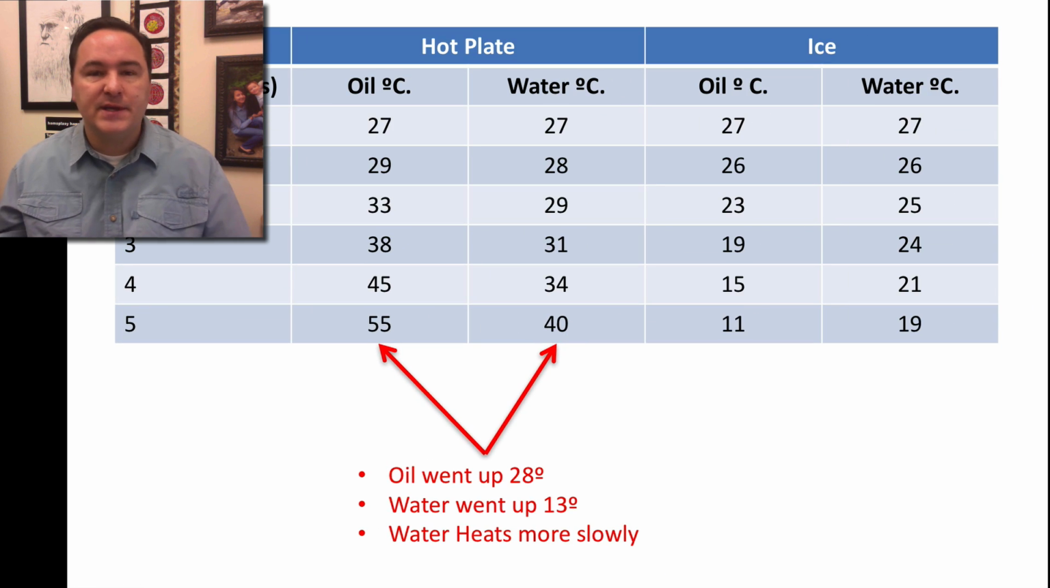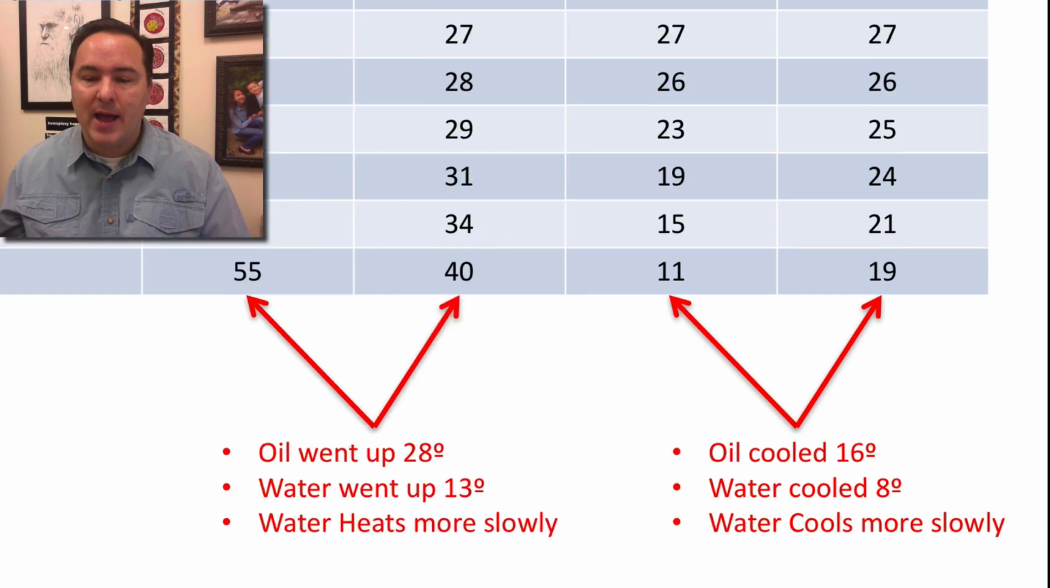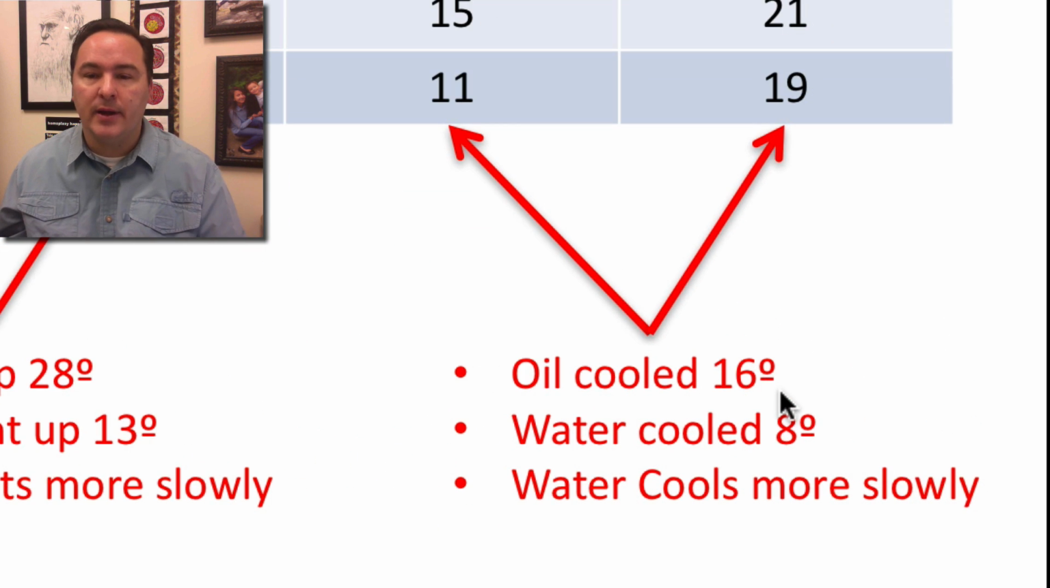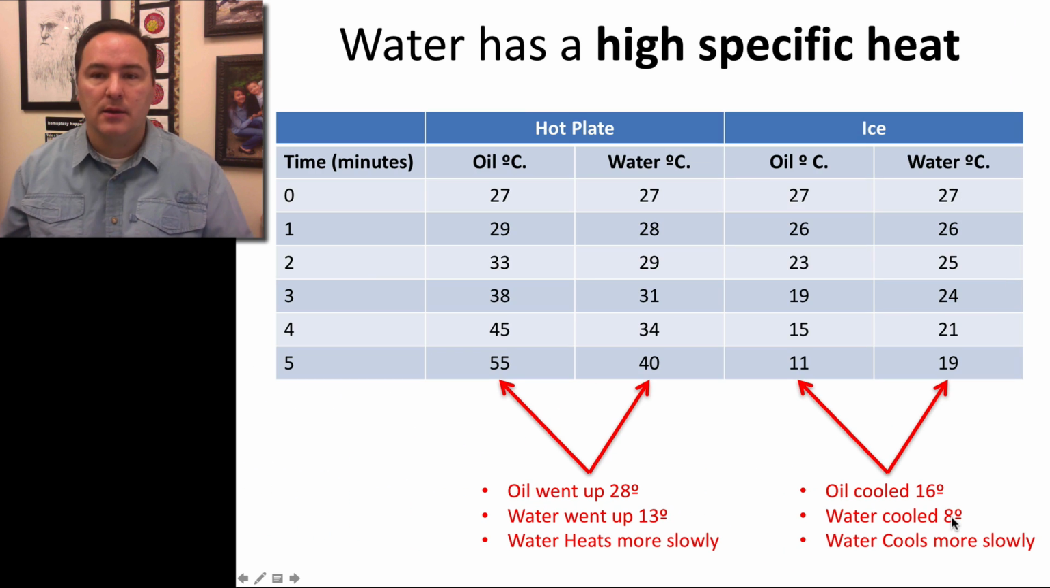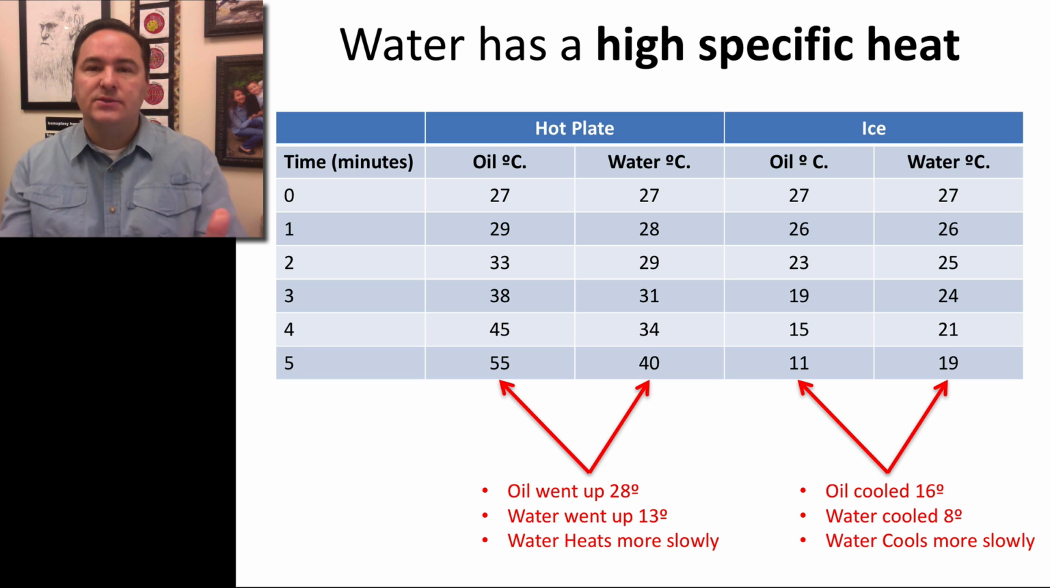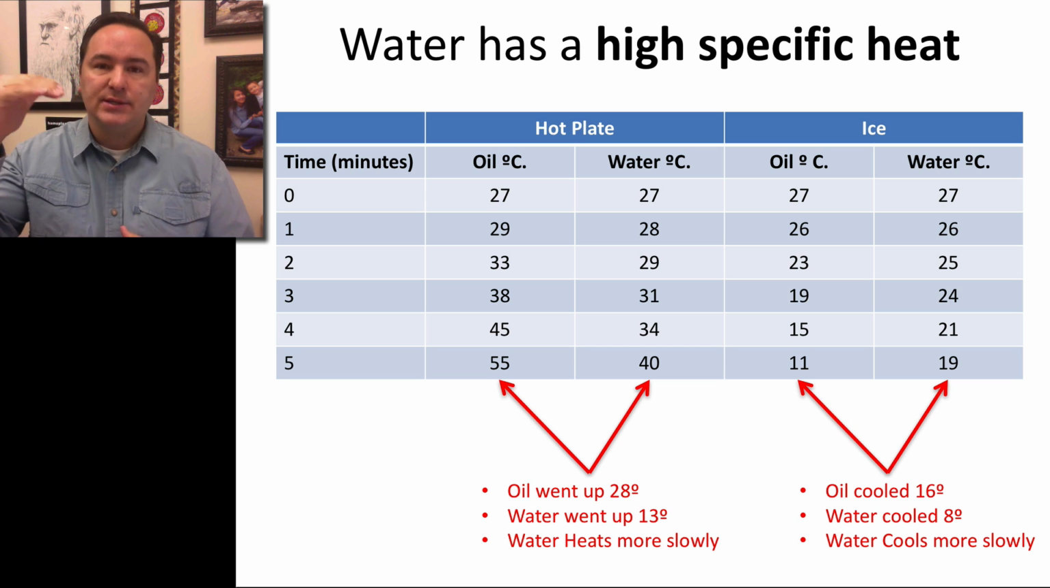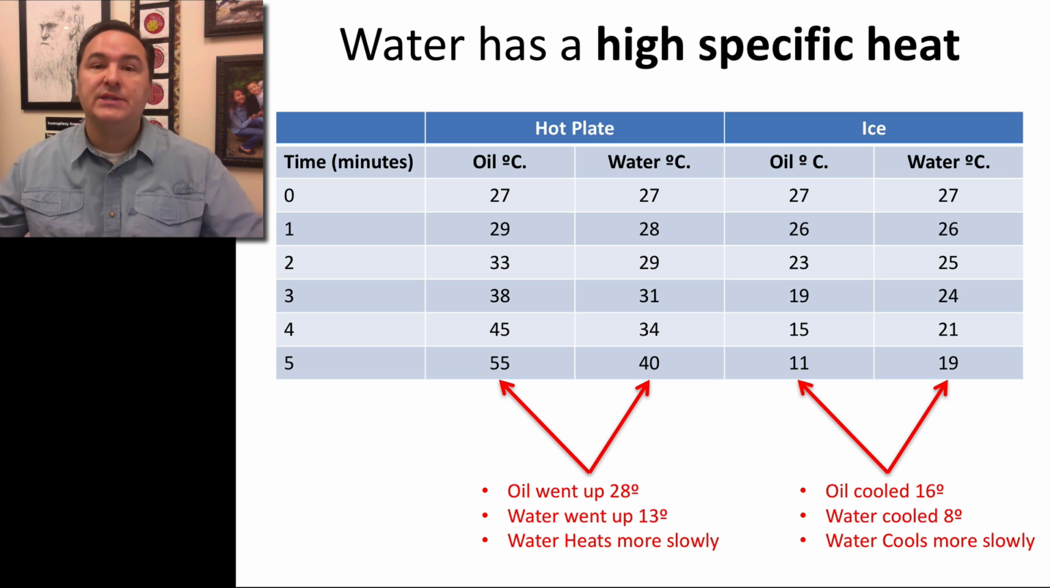Alternatively, if we put the same conditions and we put them in ice and watch what happens, we see that oil cooled about 16 degrees, whereas water cooled only 8 degrees. So water cools more slowly. This is what we mean when we say water has a high specific heat. It has the ability to take on lots of heat without changing temperature, or to give off lots of heat without changing temperature.